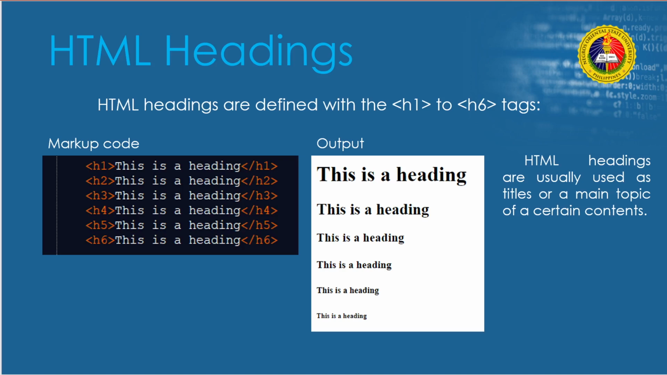So headings are usually used as titles or a main topic of a certain content. So if you want to make something like a text that will represent a title, we will use a heading. By default, headings will behave like this. It automatically creates bold.